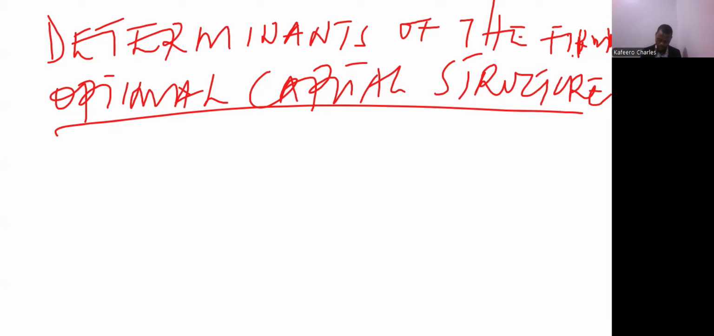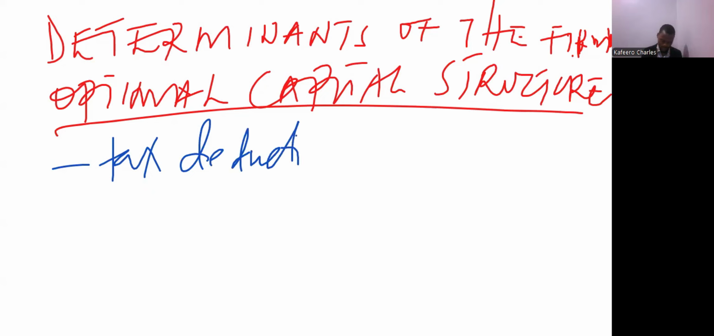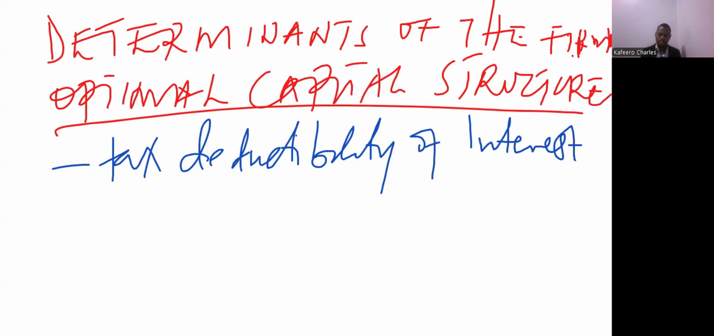So what are some of the factors? Number one, we can talk about the tax deductibility of interest. As I told you, interest is tax deductible. So once it is deductible, someone may use that as an advantage because you are benefiting. If I'm allowed to expense interest, then of course I'm going to have debt in my capital structure so that I can expense it and pay less in taxes.